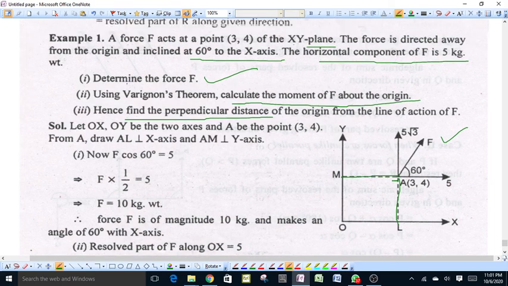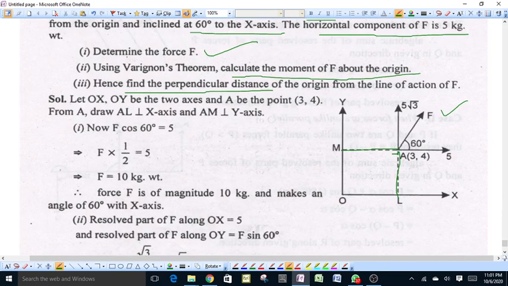Given that the horizontal component of force is 5 kg, the horizontal component of F will be equal to F cos 60°, which is equal to 5. By putting the value of cos 60°, which is equal to half, F into half is equal to 5. F comes out to be 10 kilogram weight.